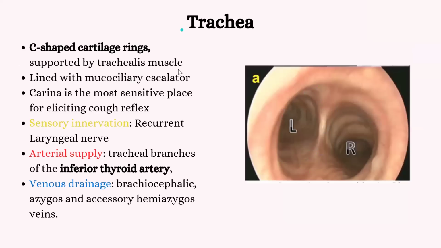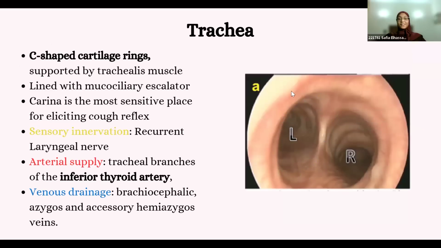So that the esophagus behind does not get collapsed. Yes, exactly. So the esophagus is located directly behind the trachea. If the trachea had complete rings of cartilage, then that would compress the esophagus and food would not be able to travel into your stomach.